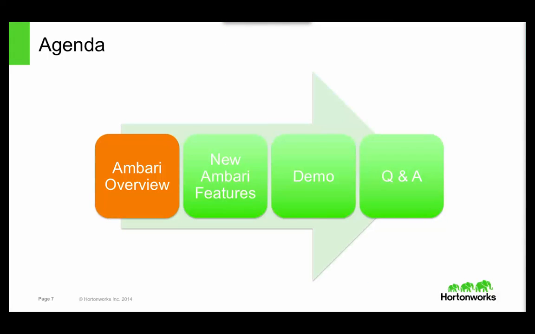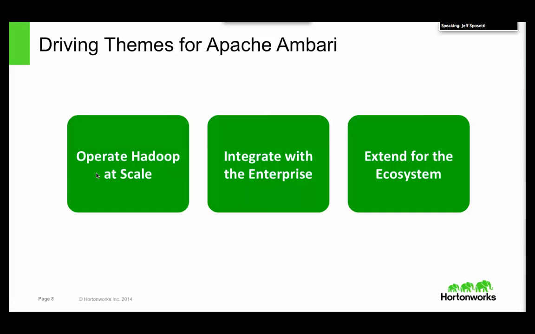So, first, I want to spend some time and step back and talk about the themes that really drive the Apache Ambari project. First major theme is operating Hadoop at scale. So we really want to make it easier for people to run Hadoop and operate Hadoop at scale. And this means providing the operational control and monitoring insight for cluster health and performance so that it makes it easy on the Hadoop operator to run a Hadoop cluster.